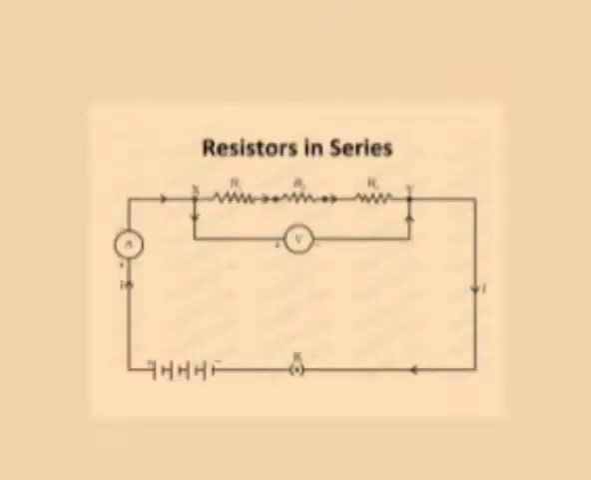Let us see the method of joining the resistors in series. Look at the circuit diagram. In this circuit diagram, R1, R2 and R3 are the three resistors. They are connected end to end. This type of connection is known as series connection. R1, R2 and R3 are connected between the points X and Y.